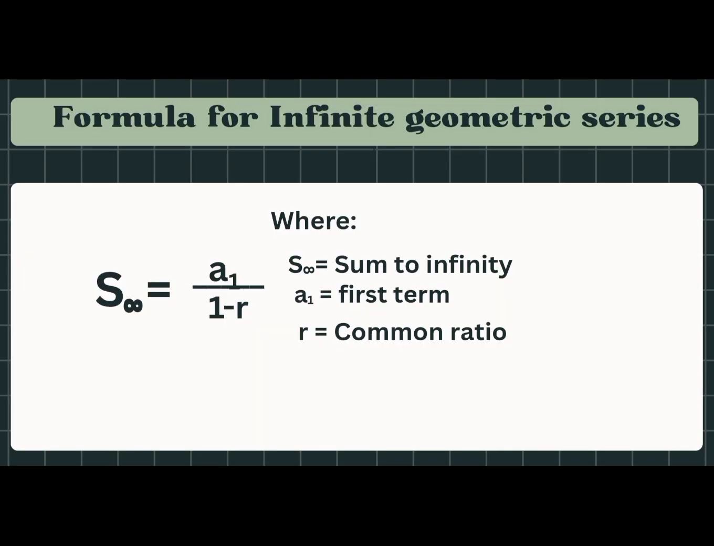When a geometric series goes on forever, we call it an infinite geometric series. If the ratio's absolute value is less than 1, the terms keep getting smaller, and we can find its sum using S sub infinity is equal to a sub 1 over 1 minus r.